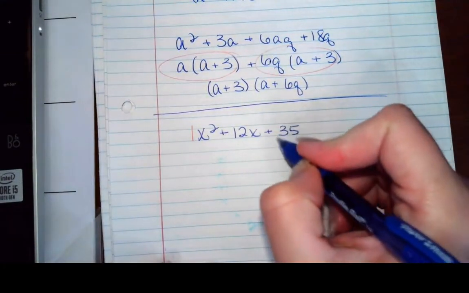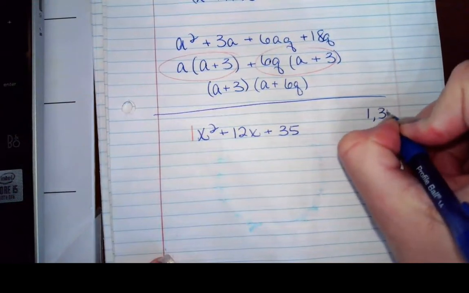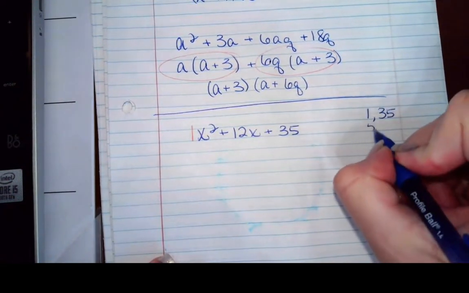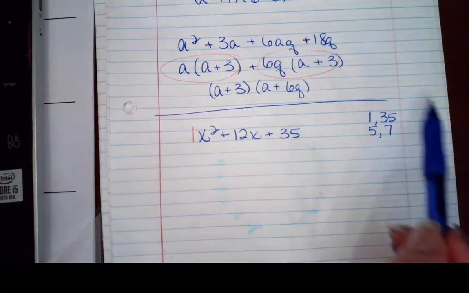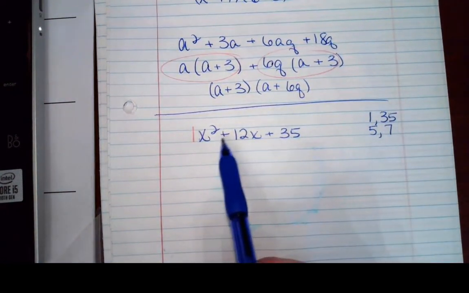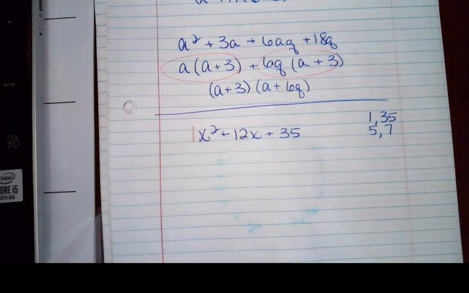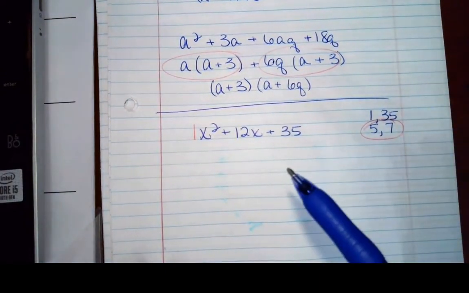So what I'm going to do on the side is I'm going to make a list of factors for 35. So that gives me 1 and 35, and that gives me 5 and 7. So that's my list. From that list, I need to find 2 factors that will add up to my middle term, which is positive 12. So I'm going to find out that those 2 numbers are 5 and 7.